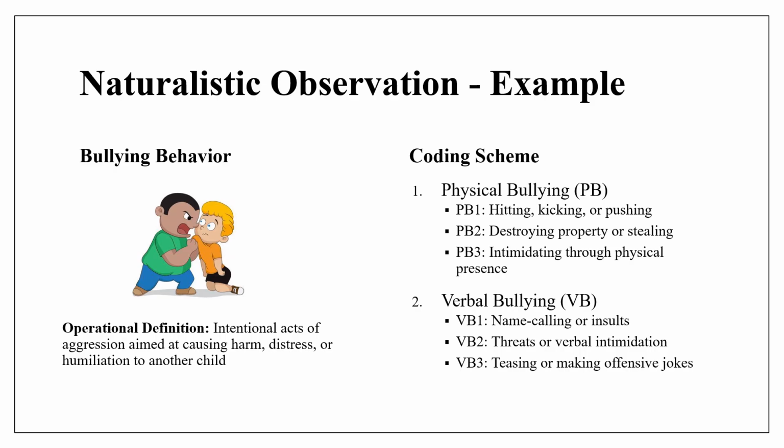So again, it is different flavors of the overall category that we're interested in. And then we have verbal bullying, which we have verbal bullying 1, name calling or insults, verbal bullying 2, which is threats or verbal intimidation, and then we have verbal bullying 3, which is teasing or making offensive jokes, and we have a very similar structure as physical bullying. All of them have to do with some kind of verbal action, but the subcategories are different flavors or variations of how this happens.